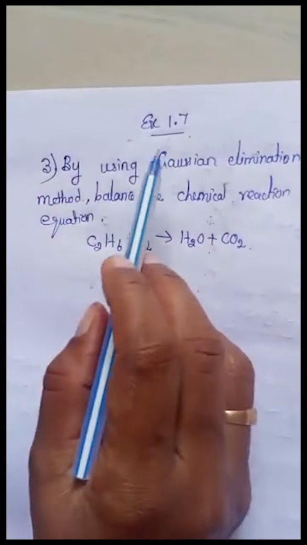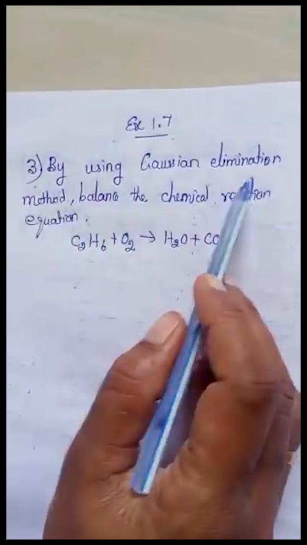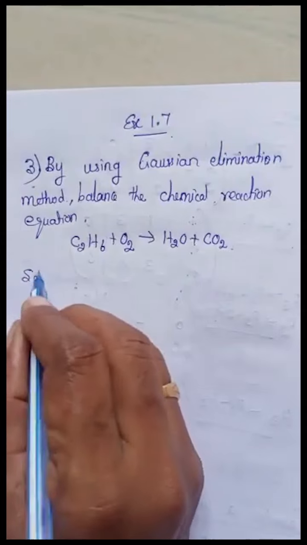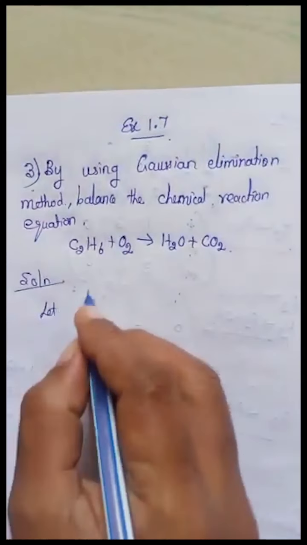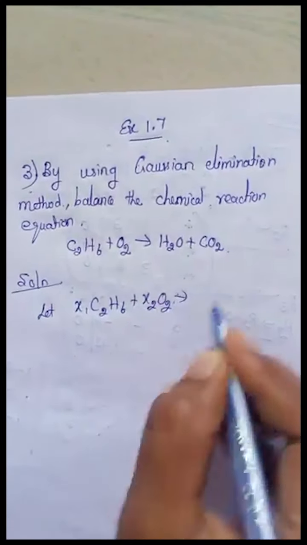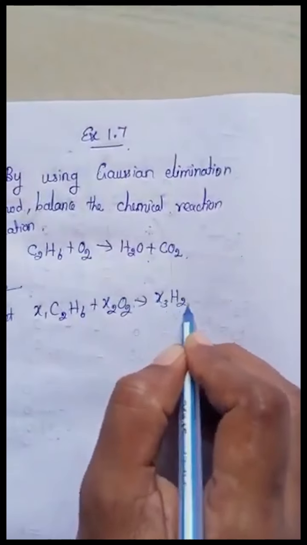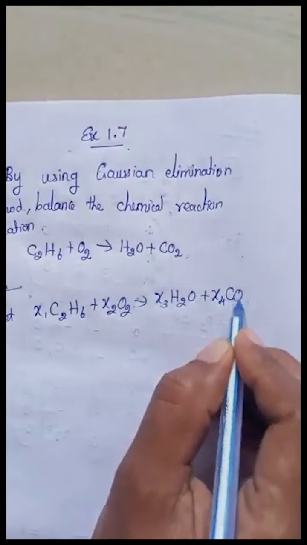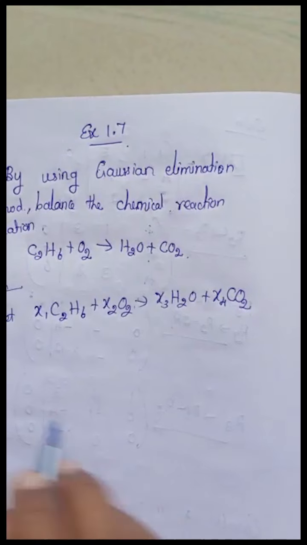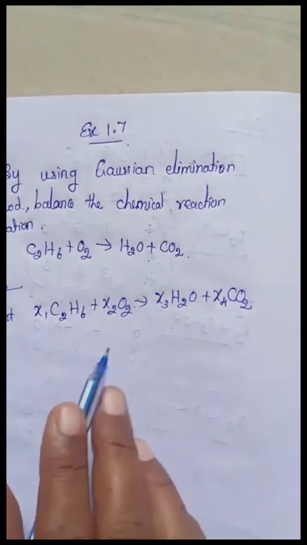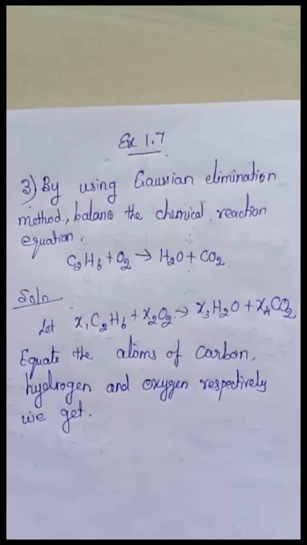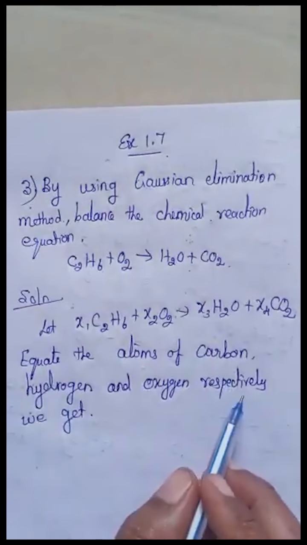Okay. See the exercise, that same exercise, third problem. By using the Gaussian elimination method, balance the chemical reaction equation. Already we did one example problem, isn't it? So first we can take x1 C2H6 plus x2 O2 gives x3 H2O plus x4 CO2. Is that clear? Then what we should do? The number of unknowns you can write. For that, equate the coefficients. Okay, equate the atoms of carbon, hydrogen and oxygen respectively.